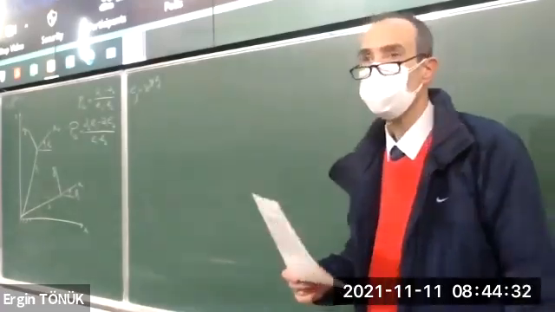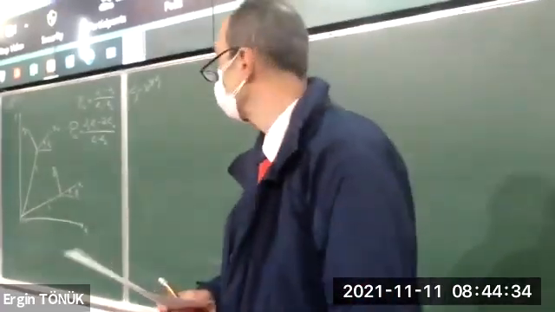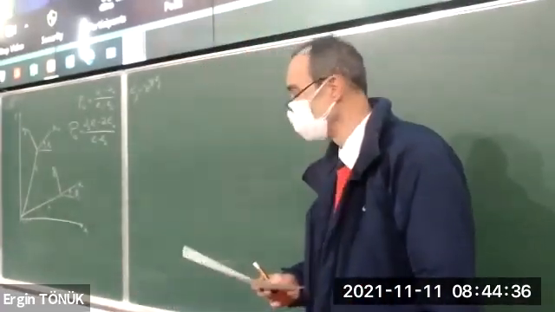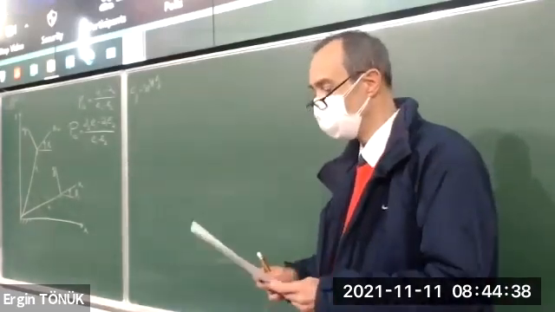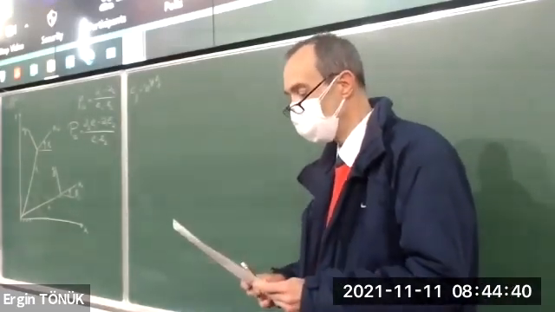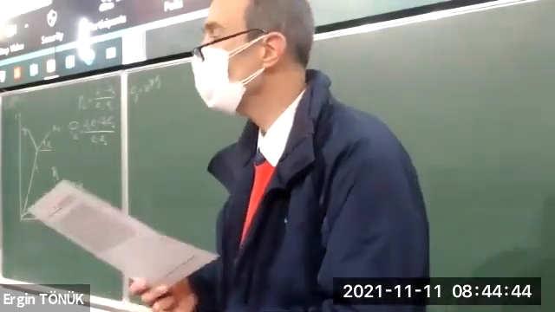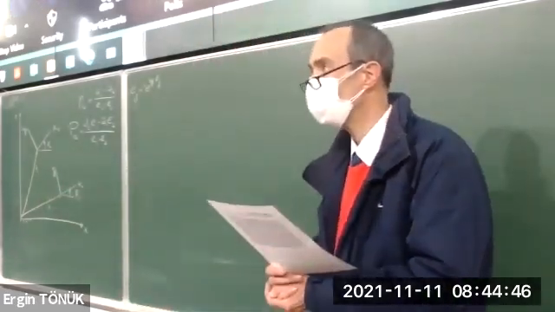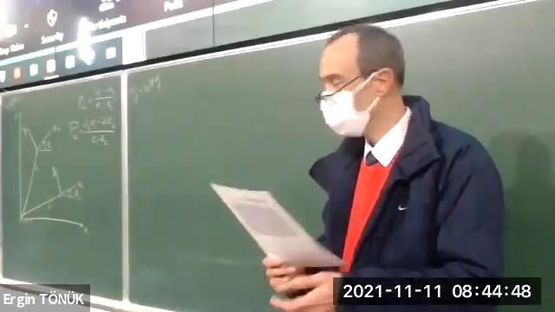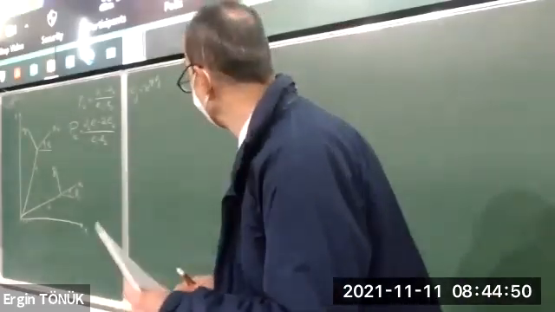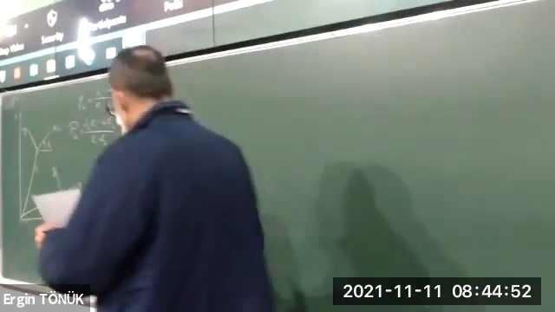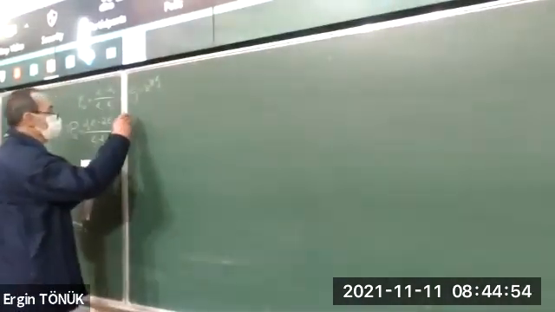Now, I'll do another derivation, an alternative method to find the pole, which sometimes may be more advantageous to use. So we did this derivation last time. Let me start with the alternative method.